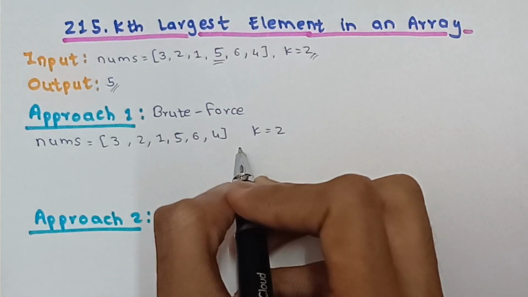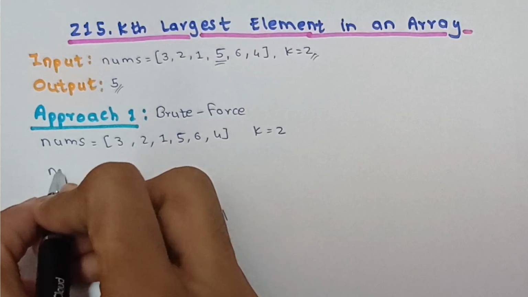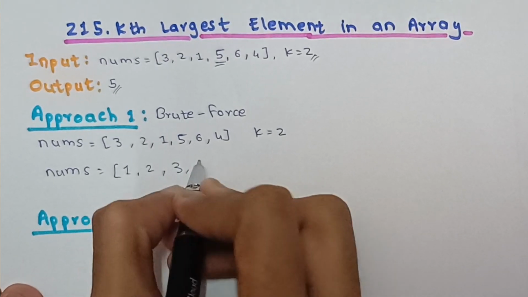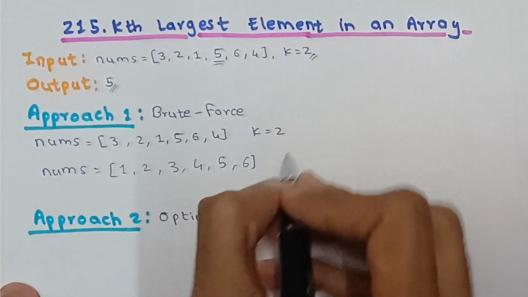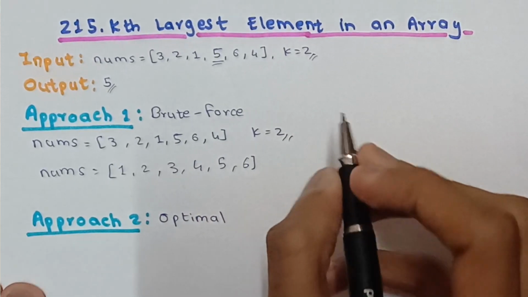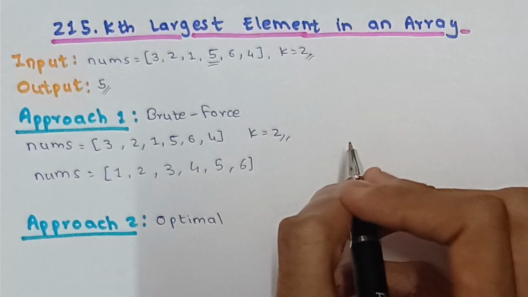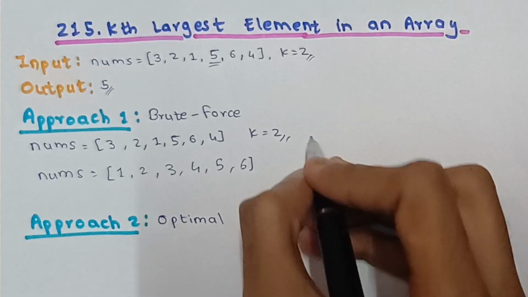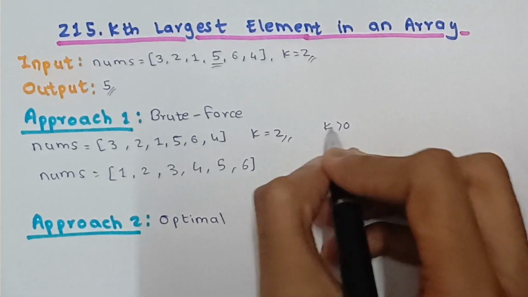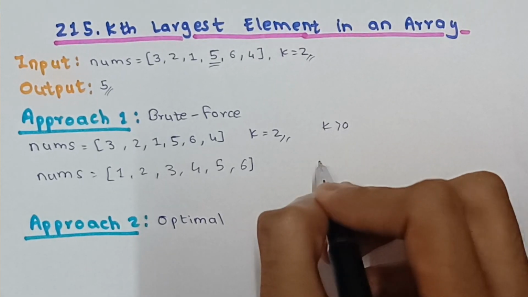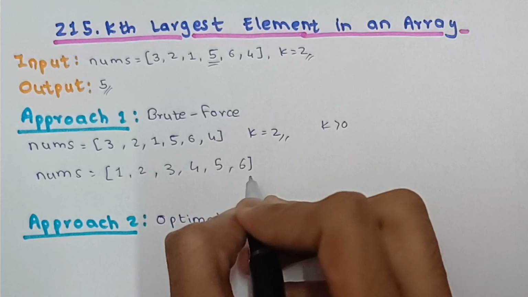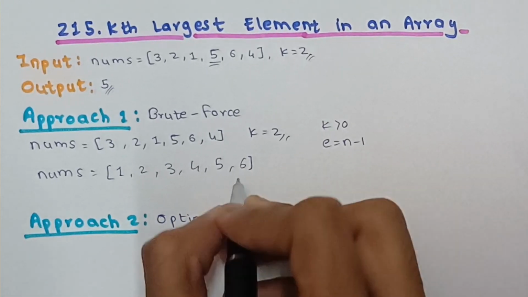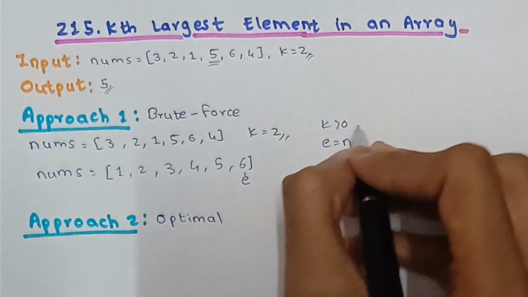So here the brute force approach is that we have to sort the array first. After sorting, our array will look like 1 2 3 4 5 and 6, and our k is 2. So we have to find the second largest element in this array. What we will do is simply implement a while loop while k is greater than 0. Then we will go from the last, so our ending pointer will be equal to n minus 1. So the ending pointer will be here, and k is now 2.